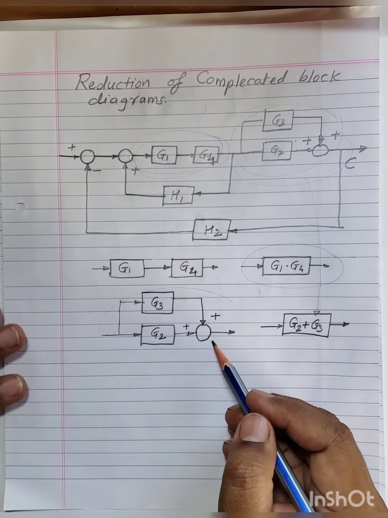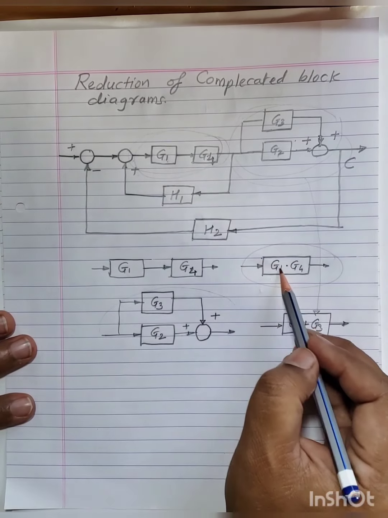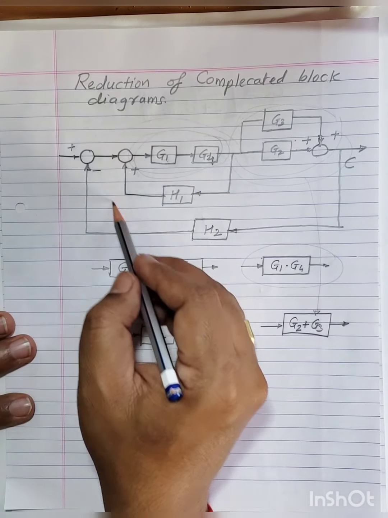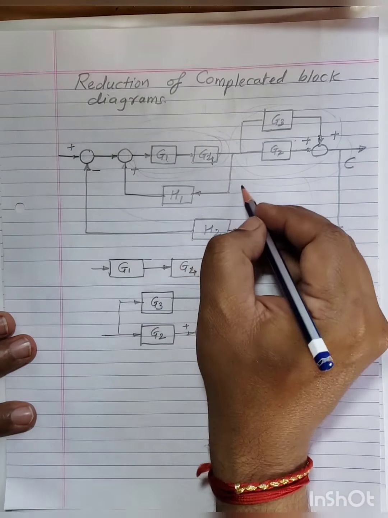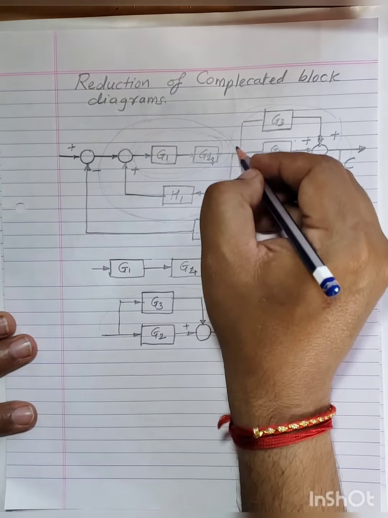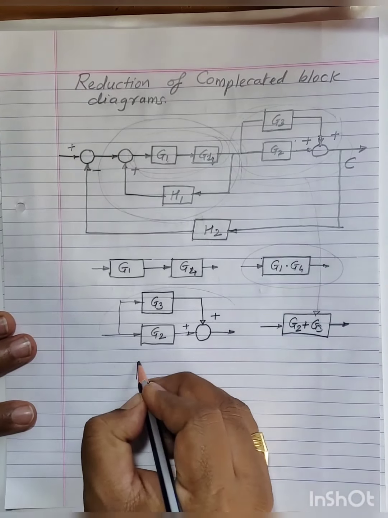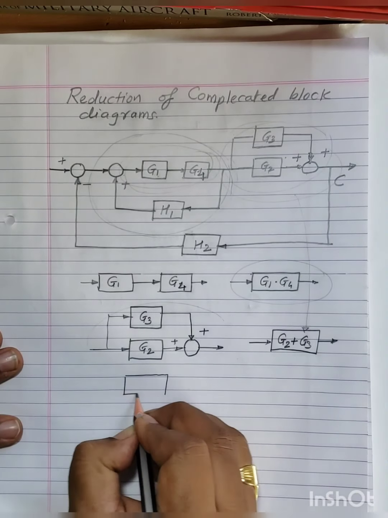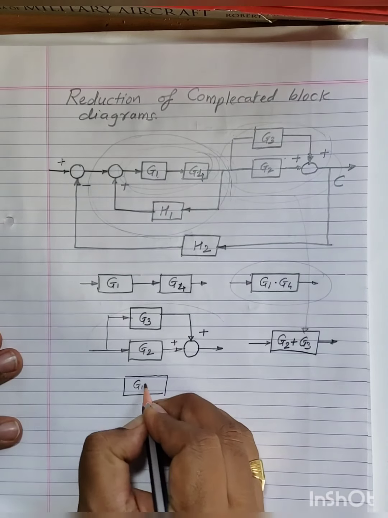Now once we replace this block diagram, we'll go to the closed loop. So this entire loop will become, first, G1 G4, the equivalent block diagram is G1 G4.